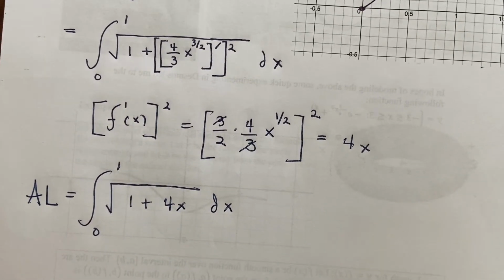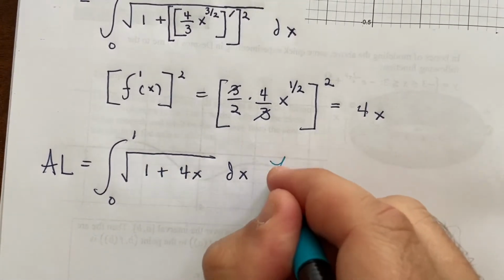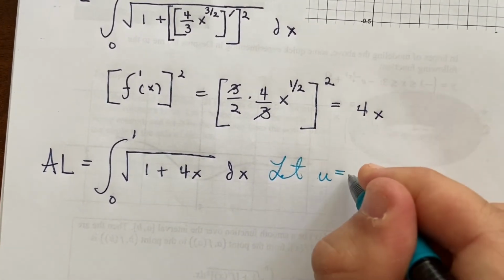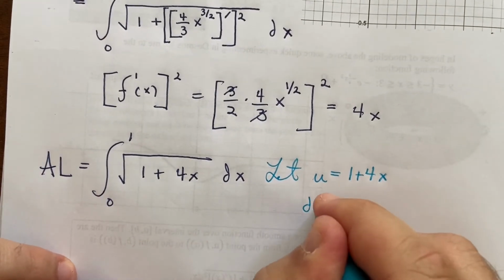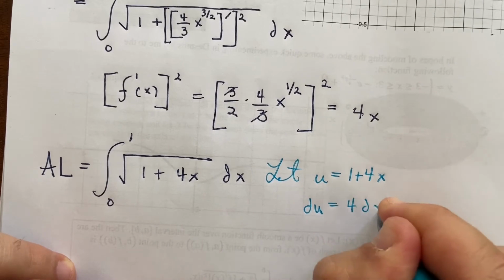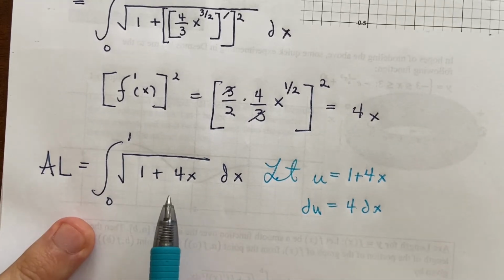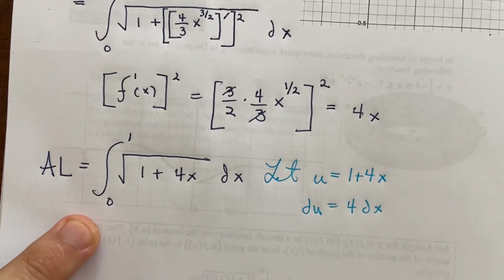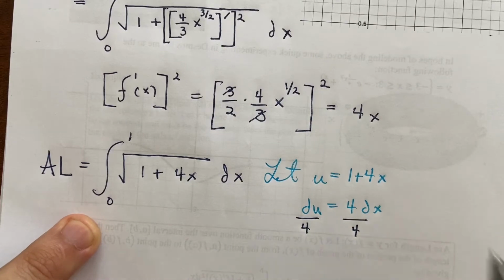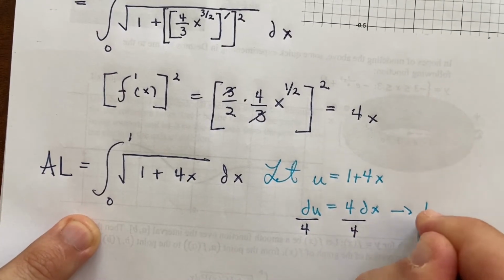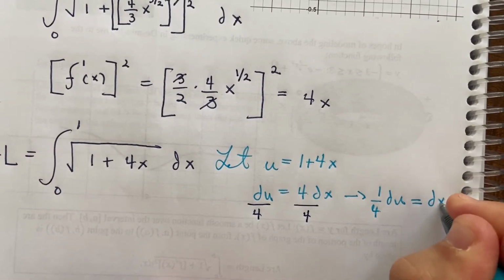So what I'll do is I'll go ahead and use a u substitution. So I'll let u equal 1 plus 4x. du would be 4 dx. So I don't have that 4, so what I'll do is I'll offset this by dividing by 4. So really, it'll be 1/4 du that comes in for dx.